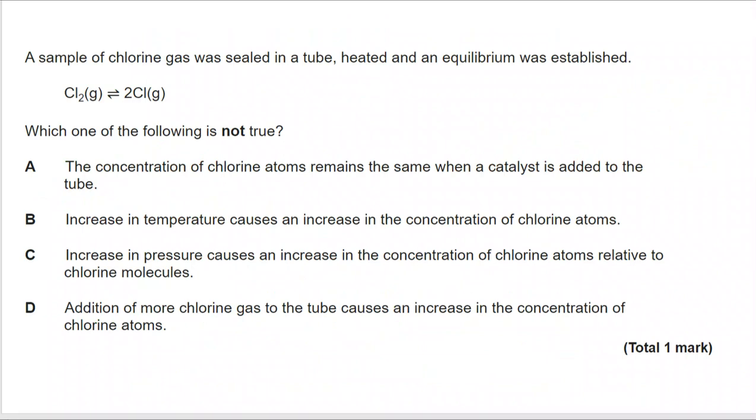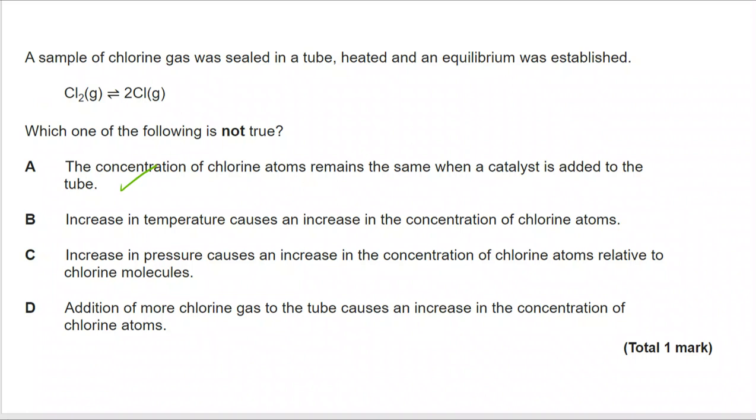And again, be very, very careful here: which of the following is not true. So we're finding the incorrect statement. So we've got Cl2 breaking down into 2Cl. The concentration of chlorine atoms remains the same when a catalyst is added to the tube. Absolutely. It will not change the position of equilibrium.